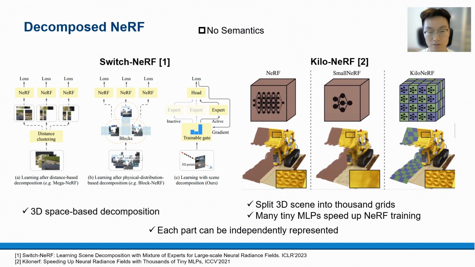Recent decomposed NeRFs usually split the 3D scene into small grids, and each 3D grid is represented by a small network. KiloNeRF further shows that multiple tiny MLPs can speed up NeRF training compared to directly optimizing a single large MLP. Those decomposed NeRFs can model each part independently, however, they are not semantically meaningful.